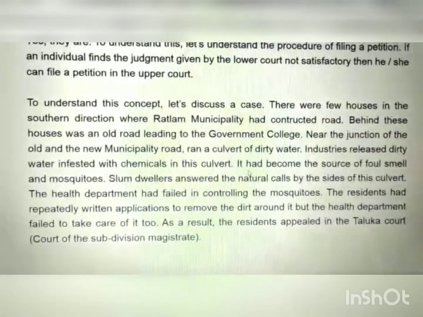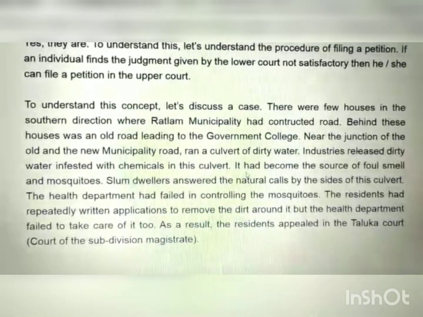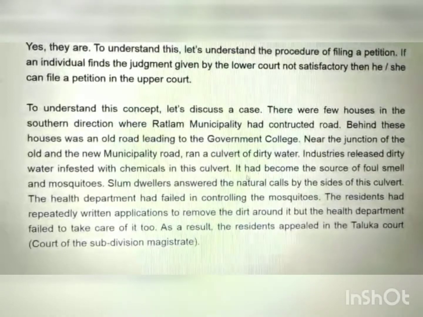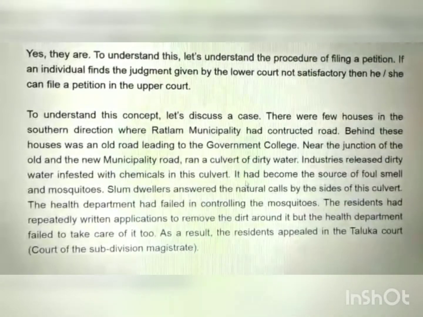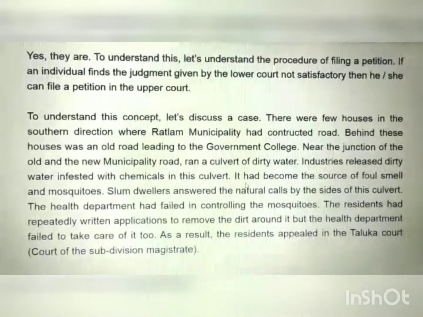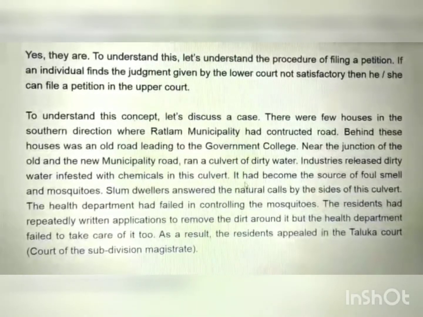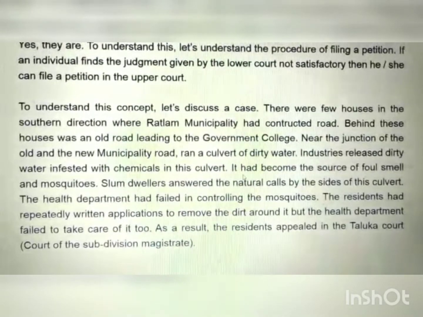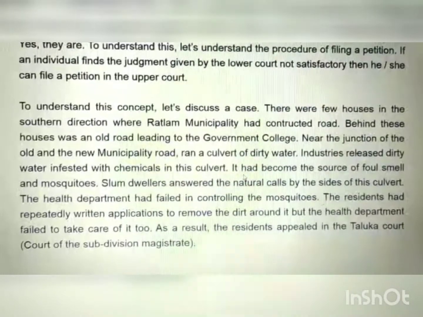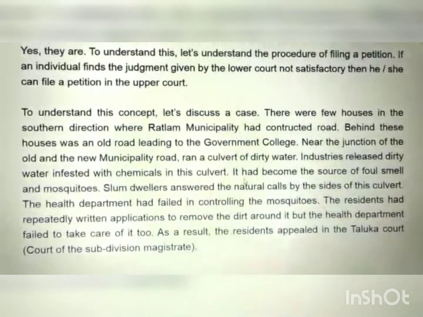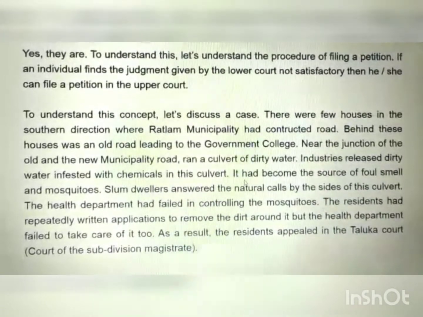There were a few houses in the southern direction where Ratlam municipality had constructed a road. Behind these houses was an old road leading to the government college. Near the junction of the old and the new municipality road ran a culvert of dirty water. Here culvert means a small gutter where dirty water is collected. Industries released dirty water infested with chemicals in this culvert. It had become the source of foul smell and mosquitoes.